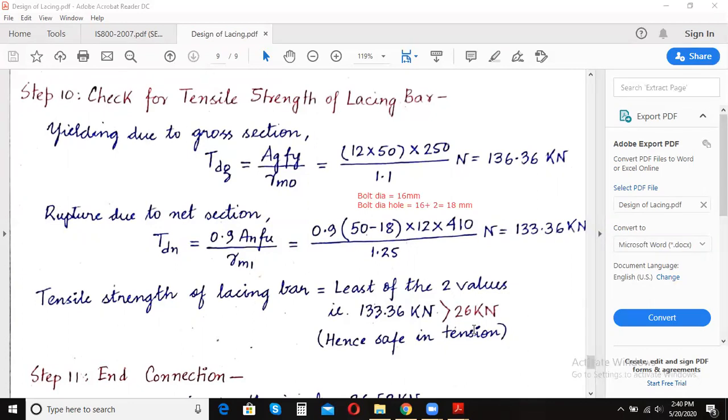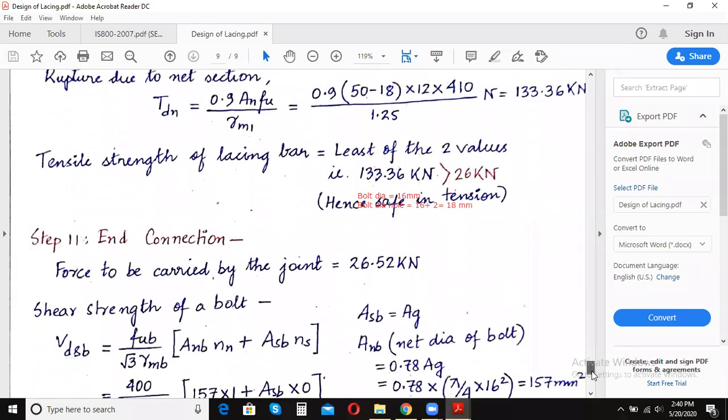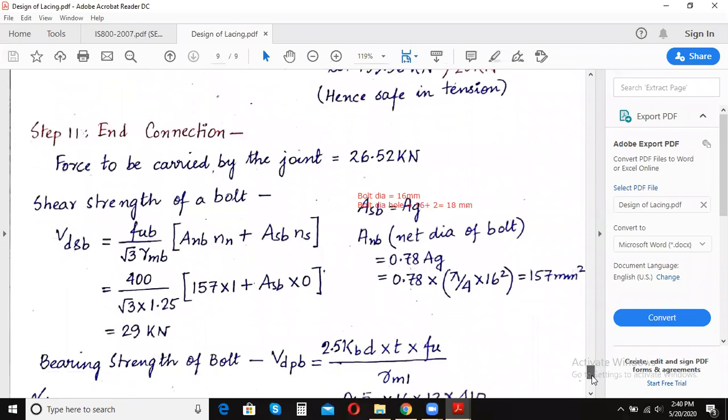That is, it has adequate compressive strength as well as tensile strength to resist the axial load of 1500 kilonewton coming on the built up column. Now, when we are done with the slenderness ratio check, the compressive strength check, and the tensile strength check, lastly what we have to do is design the end connection. We had already adopted the bolt dia as 16 millimeters, so based on that we have to design the end connection, right?